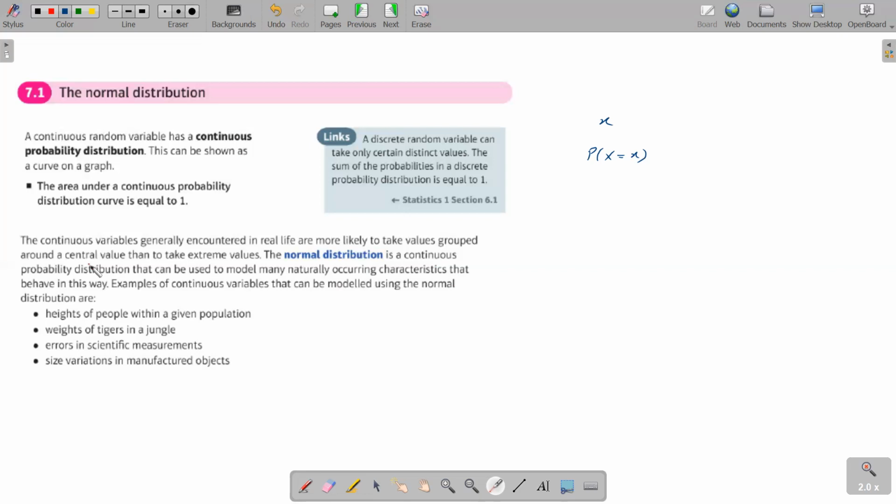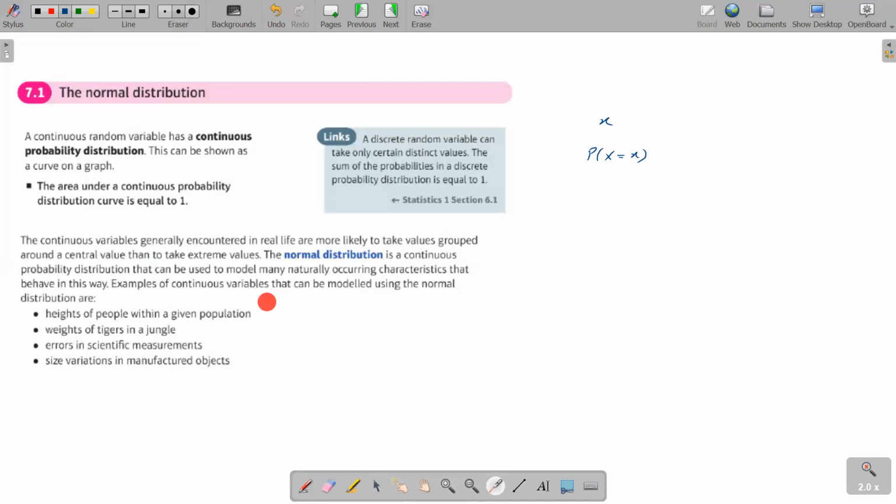So the mean is kind of like a central value of the data, and the standard deviation shows how much the data has spread around the mean. Okay, so what they're saying is that in real life, data tends to be more grouped around a central value. So the data is grouped closer to the mean than at the extremes. If you go further away from the mean, you will have fewer data points. Near the mean, you have more data points. That's what they're saying here.